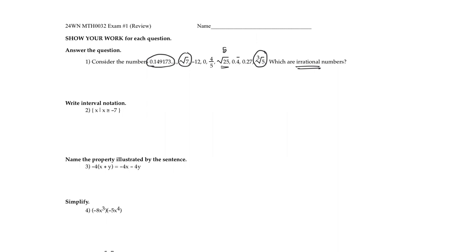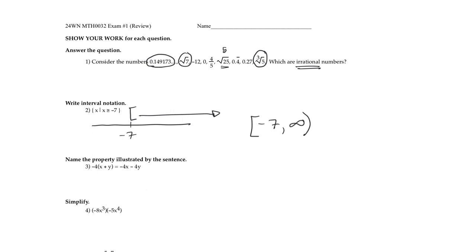Next question asks for interval notation. I like to draw a number line, put the number where it is, and it says x is greater than that. So it has to be going this way. And it's equal to, so it can be equal to -7. Then I just represent that in interval notation. So put a square bracket, the smallest number is a -7, the largest number would be an infinity, and infinity always has a curly bracket.